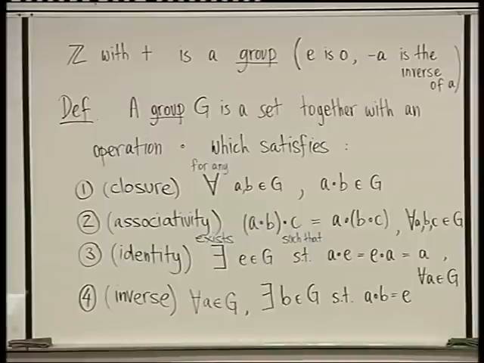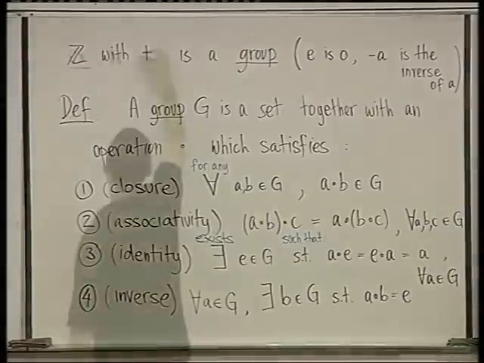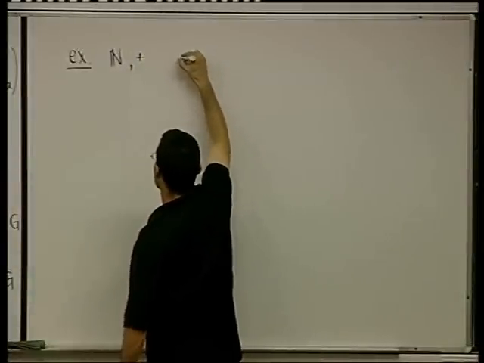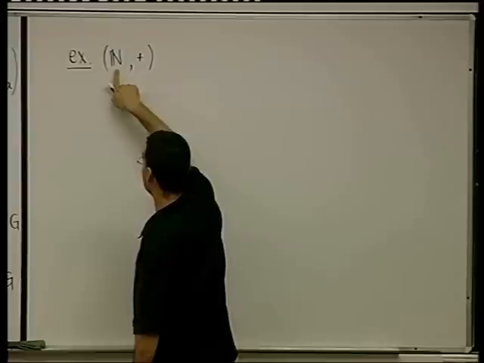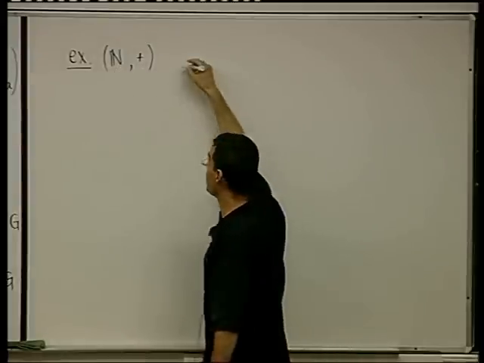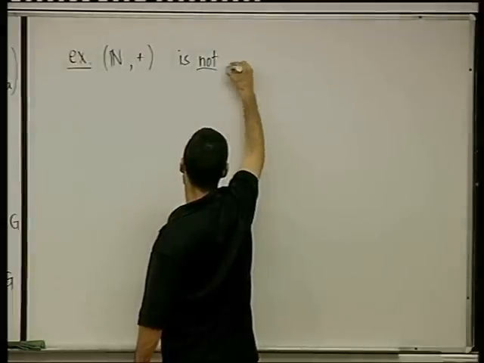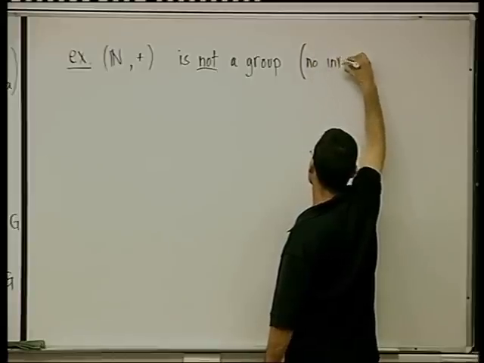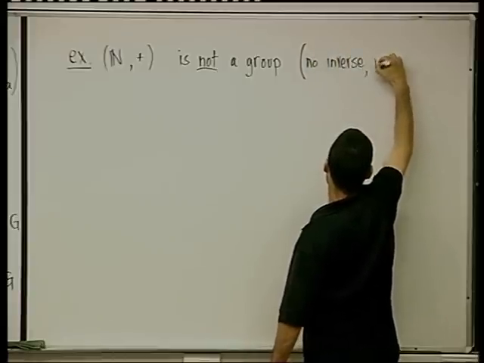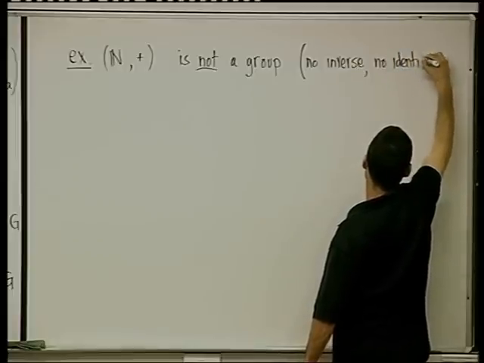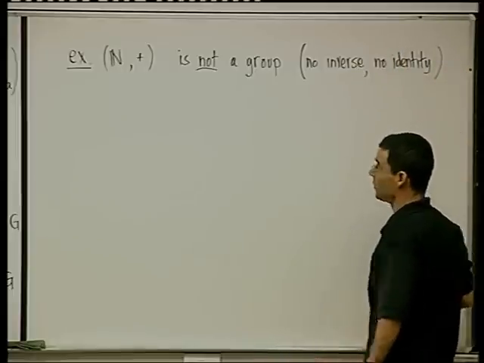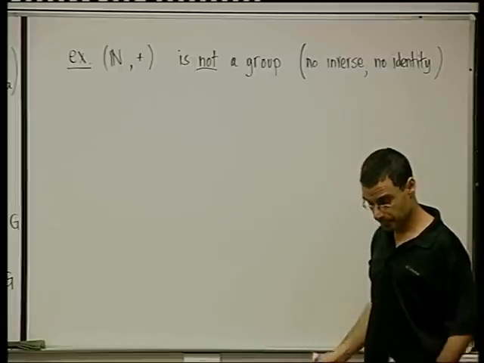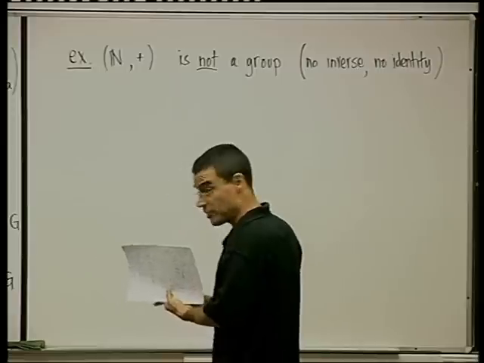So let's add a few more remarks. So one more example. N, as we mentioned, with plus, sometimes we denote it like this, the set and the operation, is not a group. No inverse and no identity. Two properties are not satisfied. Okay, clear? Good? Okay. Yes, question.